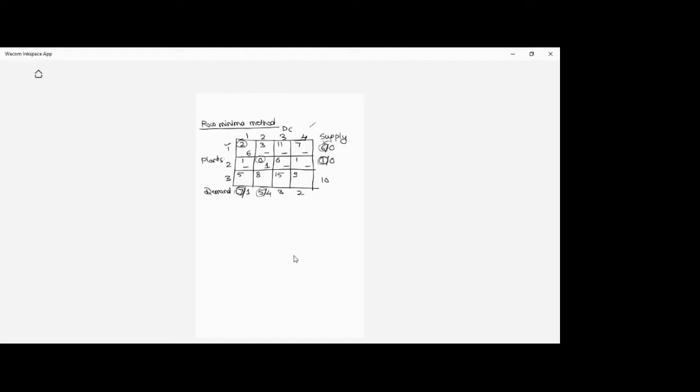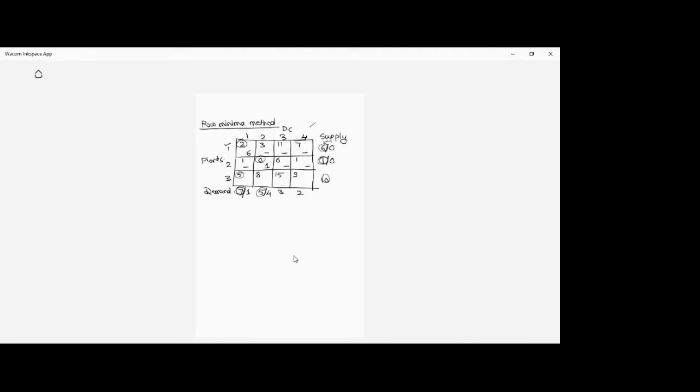Right now, first 2 rows we have attended and we have exhausted the supply, and let's move towards our row number 3, which is for your plant 3. So we have the supply constraint as 10, right? So the supply constraint is 10, and we have to also satisfy the various demand constraints for the distribution center. Now the least value with the transportation cost in this row is 5, right?